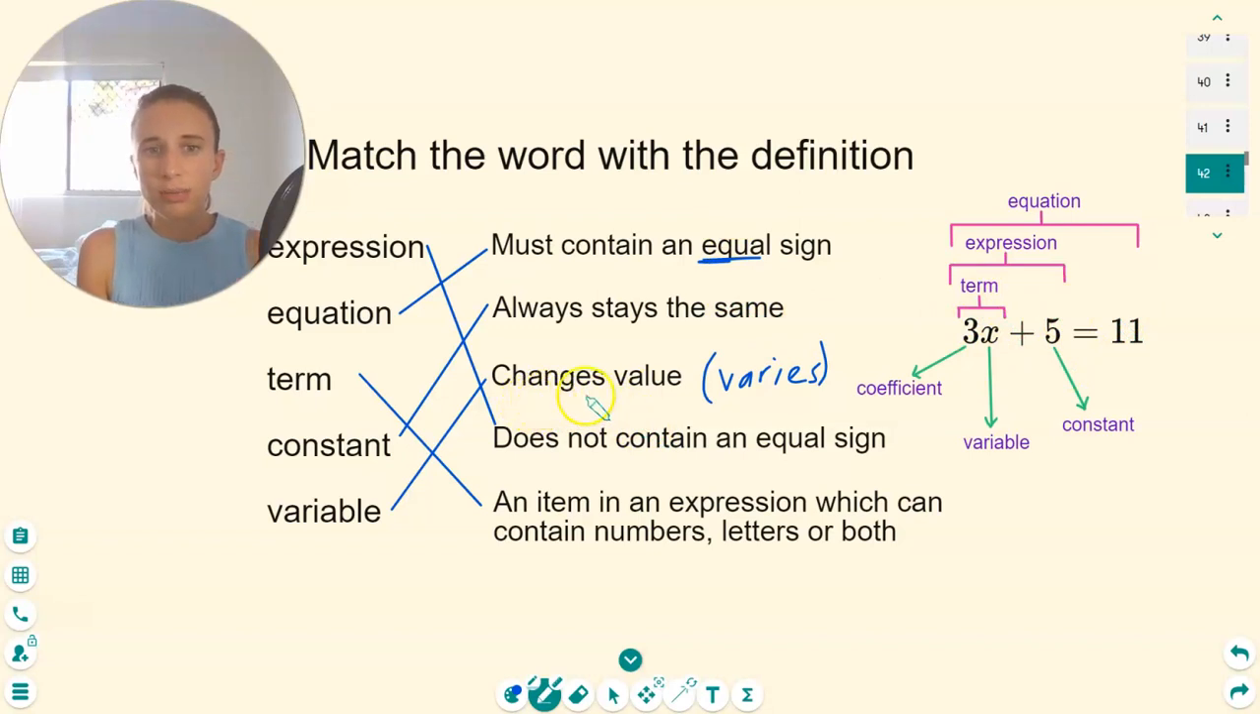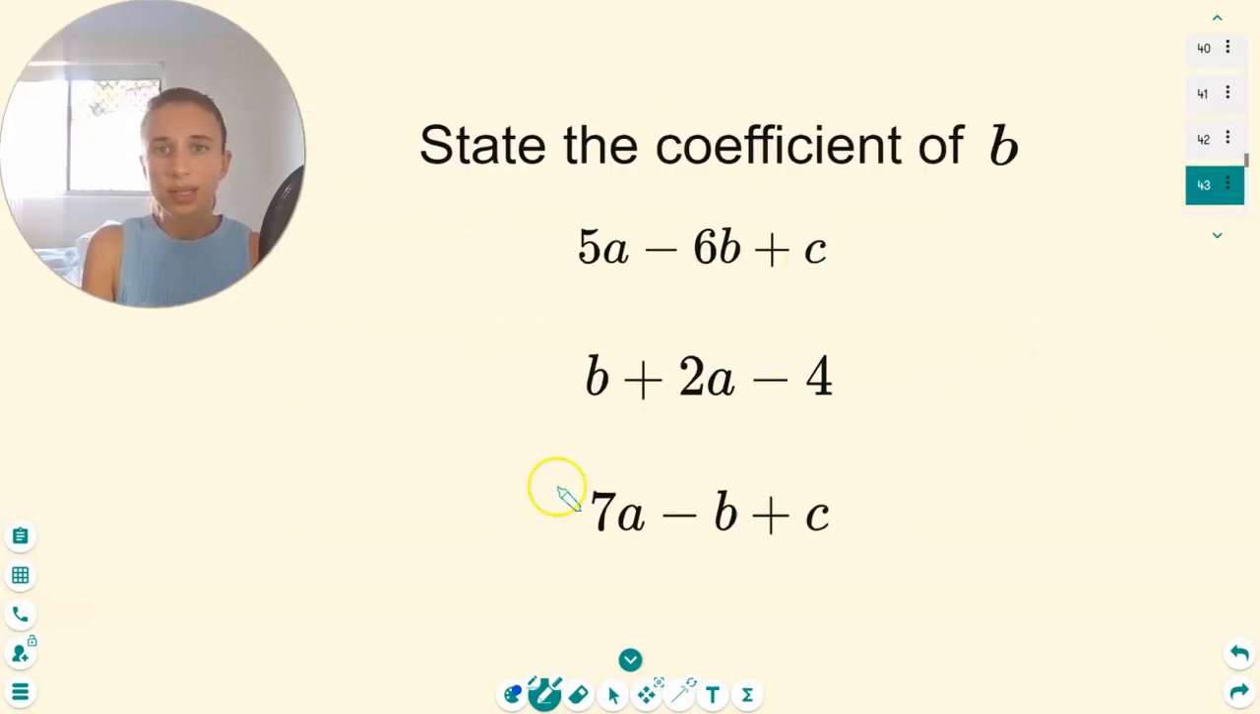So just to remember this, changes value means varies. All right. Must contain an equal sign: equation. Little things that we can use to remember. And let's test out our little knowledge in this last slide.